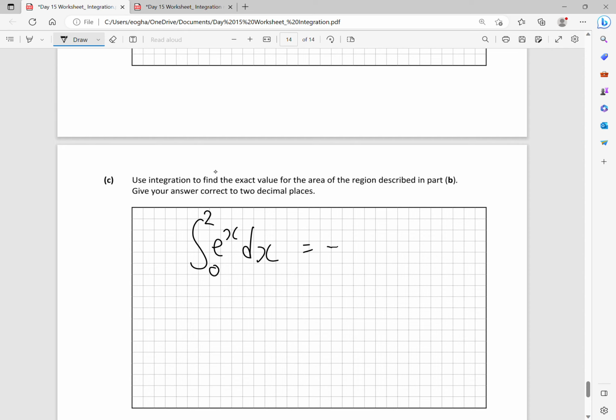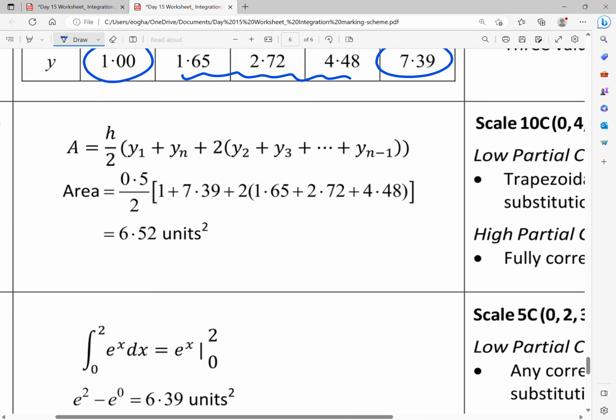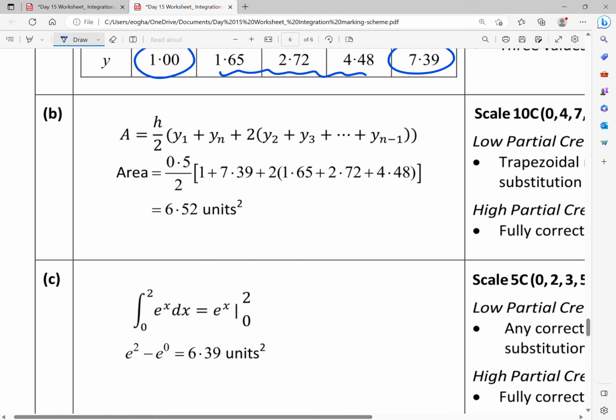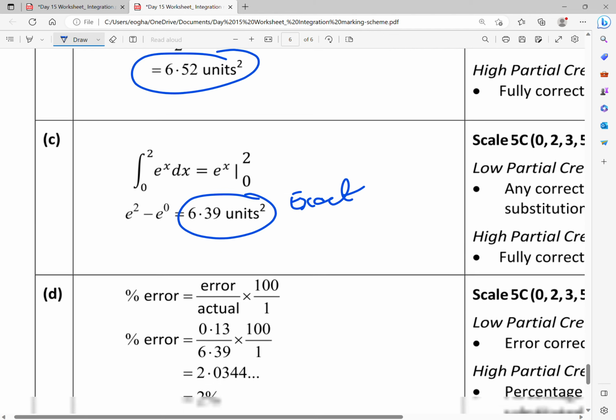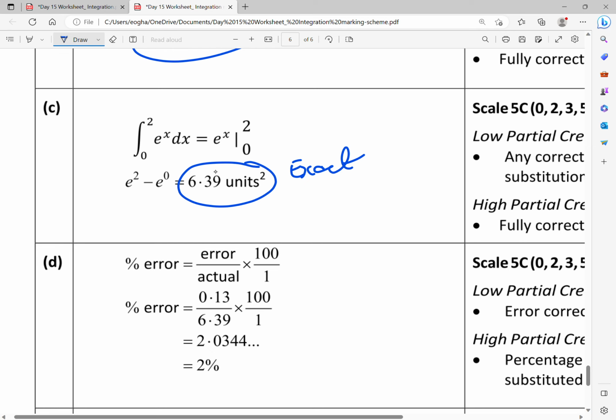You then use integration to get the exact area. So I'm going to integrate e to the power of x with respect to x from 0 to 2. The thing about e to the power of x, when you integrate, it has a unique feature that it doesn't actually change. So e to the power of x integrates to be e to the power of x. So you get e to the power of 2 minus e to the power of 0. And that turns out to be 6.39 units squared. So obviously it's a little bit different. This is the exact, or the actual.